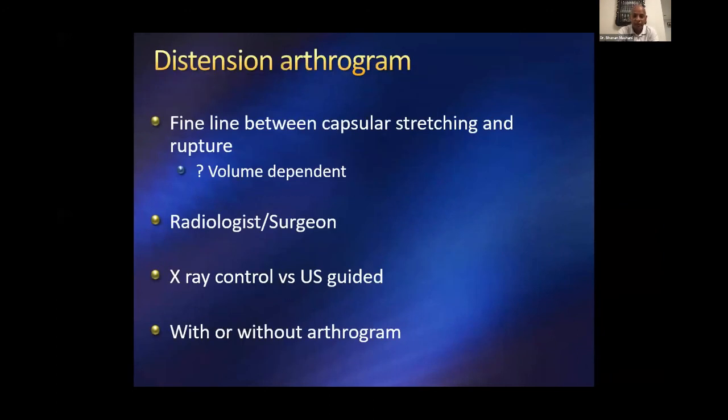So it's a distension arthrogram. It's a fine line between capsular stretching and rupture. There are many papers now coming. I don't do capsular rupture. I do capsular stretching. I find it extremely difficult to identify when I'm doing this procedure. How do you differentiate what is stretching and what is actually a rupture? Is it volume dependent? I don't know.